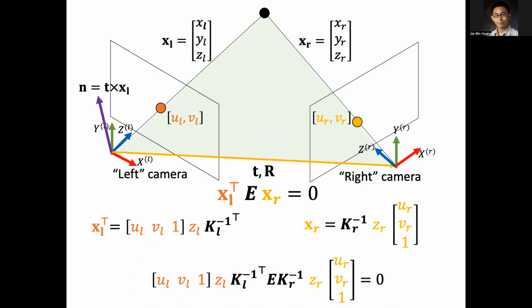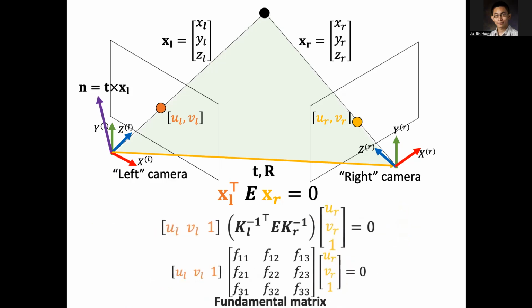It doesn't matter what this value is, so you can get rid of it. Just imagine that you have some equation times a scalar equals 0. Because that scalar is not 0, the rest of the equation must be 0. So you can get rid of this. It's fine that you don't know the depth; it doesn't matter what the depth is. Then you have the following expression.